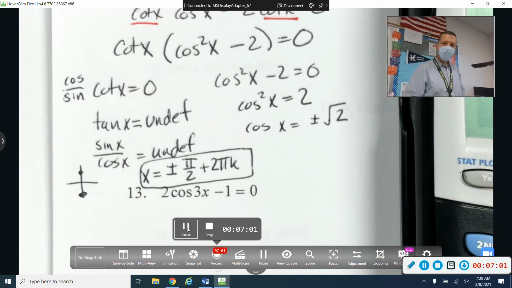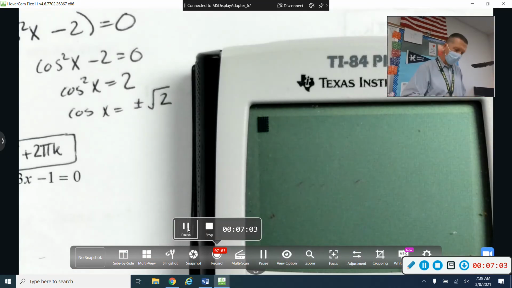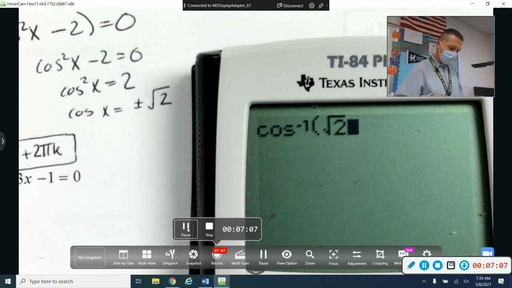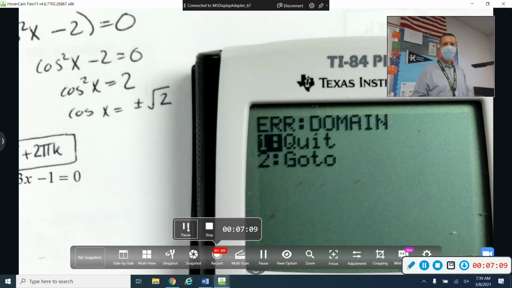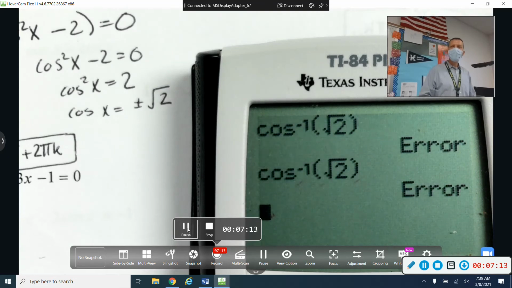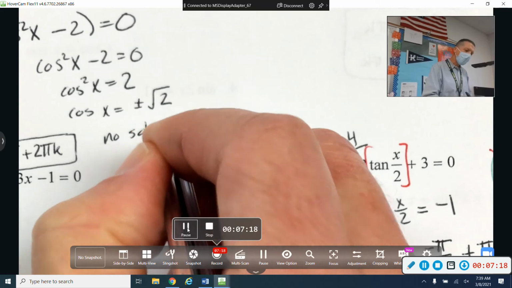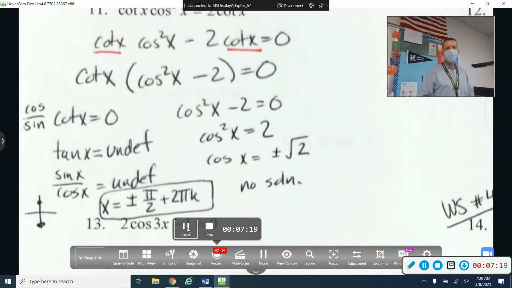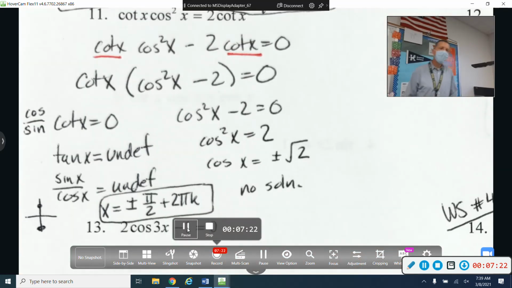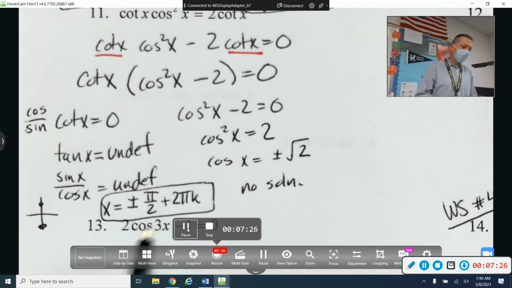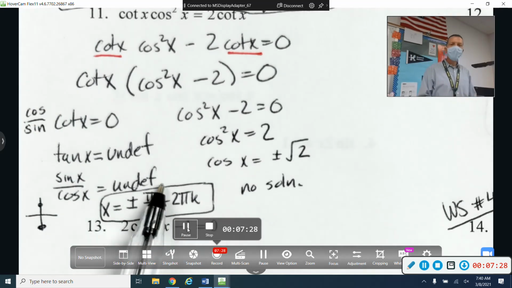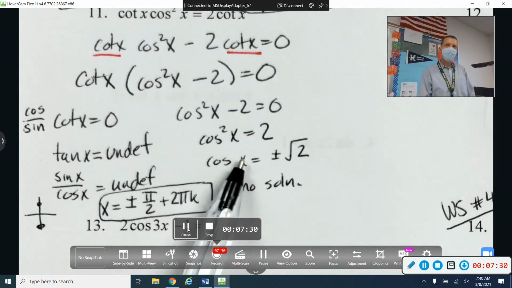But even if I didn't know that, I'd go to the calculator and do inverse cosine square root of 2. And it says that doesn't work. Error. I can't do that. So there's no solutions for this side of the problem. Be careful with that. Don't box no solution, because for problem number 11, there are solutions. They're just right here. There aren't any solutions to this piece of the problem.